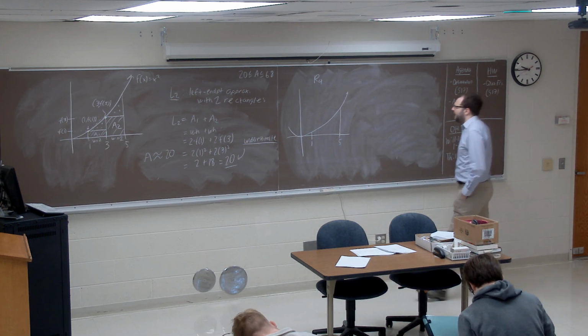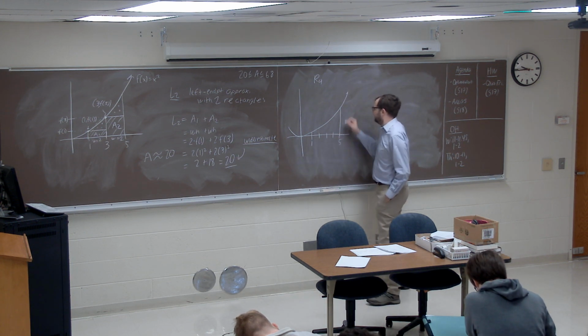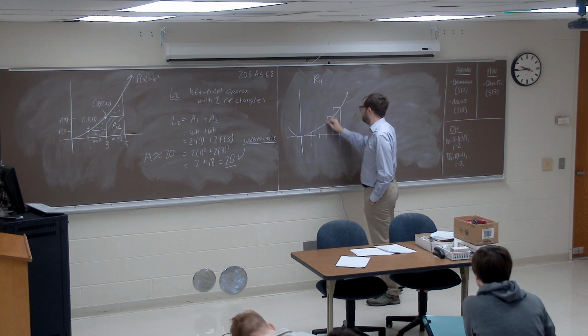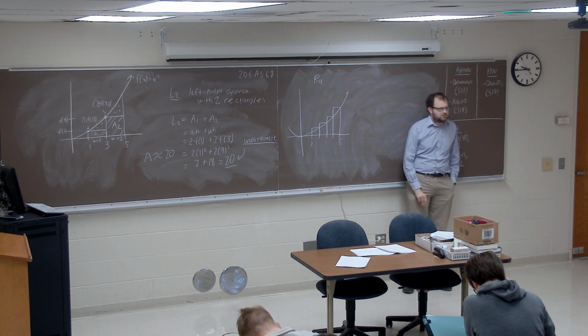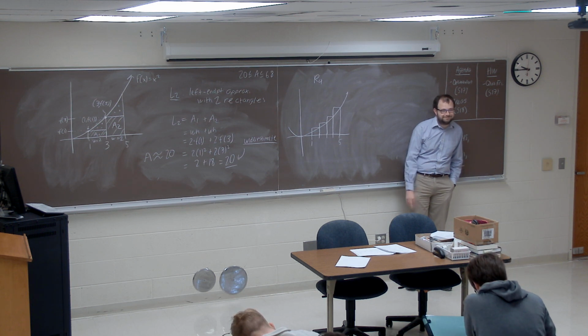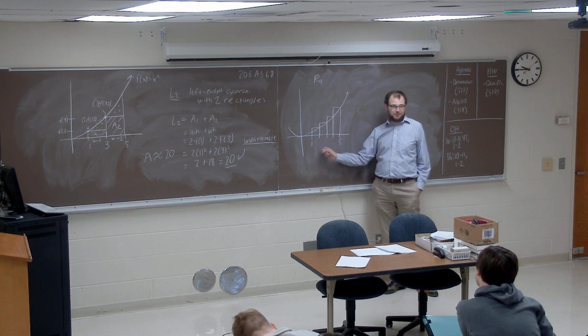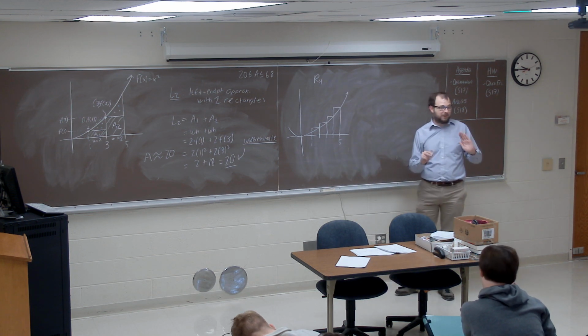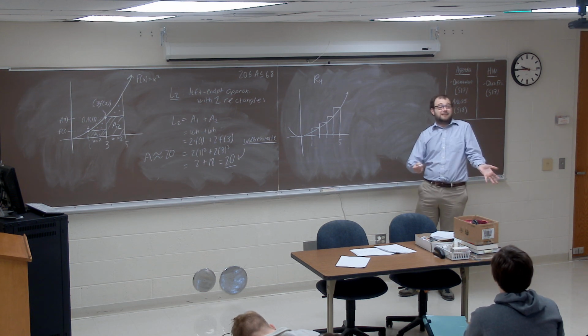So if we're going to divide up the area from 1 to 5 using 4 rectangles and right endpoints, what's going to be the width of each of those rectangles? 1. How'd you get 1? Well, we have an interval of length 4. We want to divide it up into 4 separate equally sized pieces. Each one's going to have a width of 1 in order to make that happen.